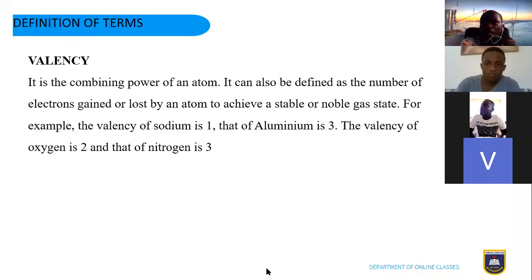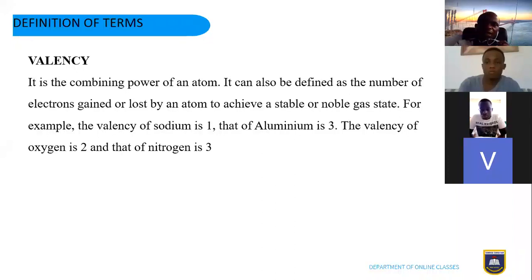That number of electrons, in this case 3, that aluminium will lose, will give out, is the valency of aluminium. So the valency is defined as the number of electrons gained or lost by an atom. In this case, for aluminium, it is lost, given out.